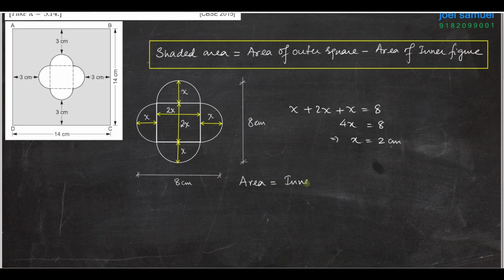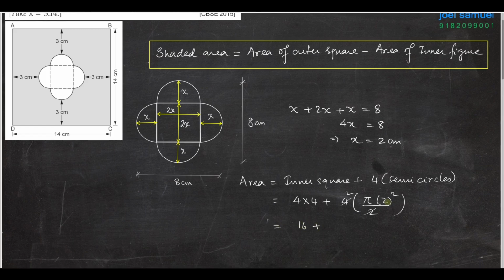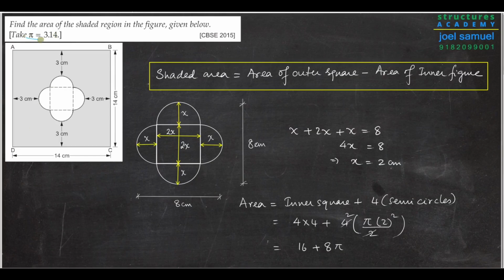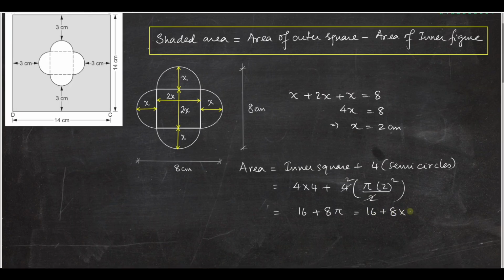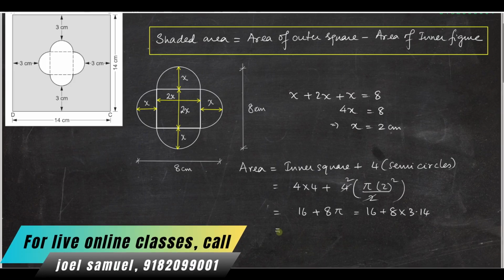So I'm going to right away calculate the area of this inner figure. Area is equal to inner square plus 4 semicircles. So the inner square becomes 4 times 4, plus 4 into the area of each semicircular region, which is pi r square by 2. So we write pi, and r we know is 2, so 2 square upon 2. I can cancel this, and this becomes 16 plus 8 times pi. Notice we have been told to take pi as 3.14. So this becomes 16 plus 8 times 3.14, and that gives us 41.12 square centimeters.